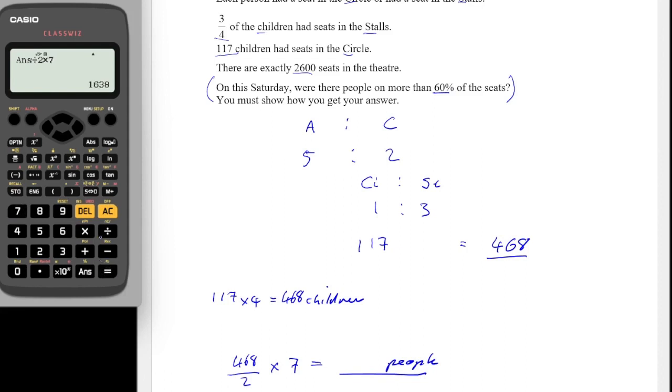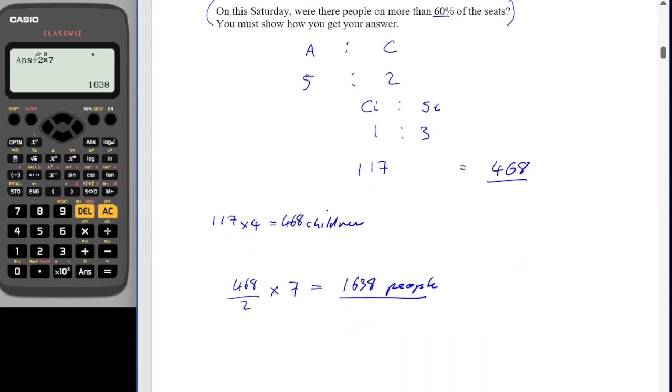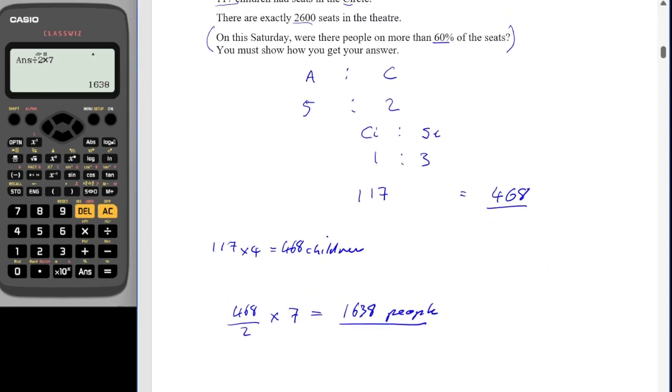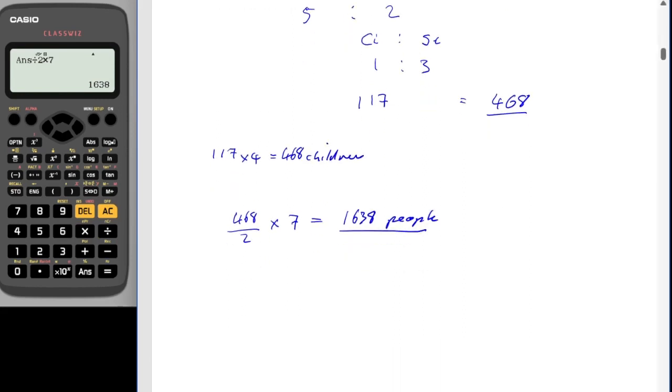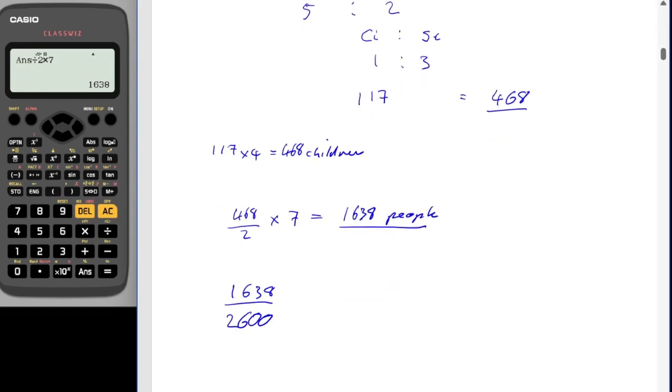There we go, that looks more like it. Okay, so then this final part. On Saturday were there more than 60% of the seats filled? So if I work that out as a percentage of the total amount, so 1,638 divided by 2,600, just double check that figure. Yeah, 2,600, and then times by 100, that will give us the percentage of seats that are filled. So divide that value by 2,600 and then times by 100, gives us 63%.